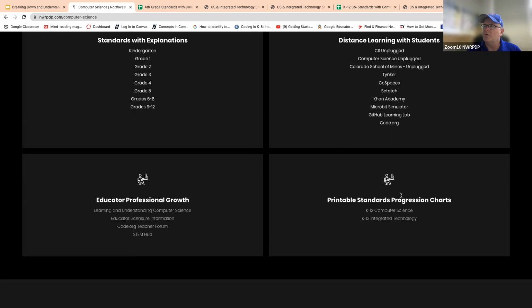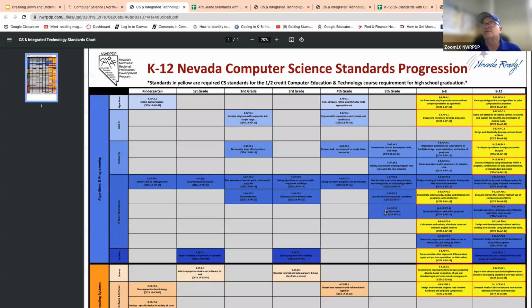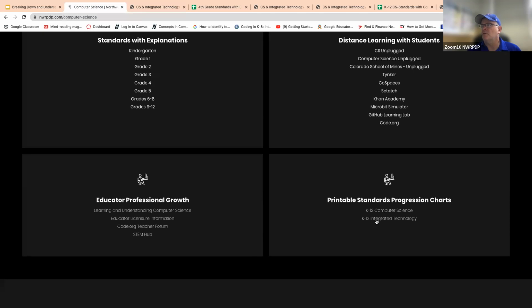Those two posters that we've created for you, if you would like to have those printed out and have them in your classroom or share them with your principal or whatever the case may be, if you go there, there's your link for a PDF that is that poster. And then also we have the one for the integrated technology.